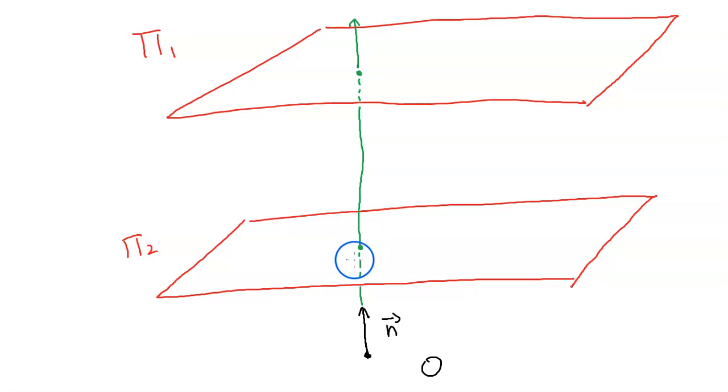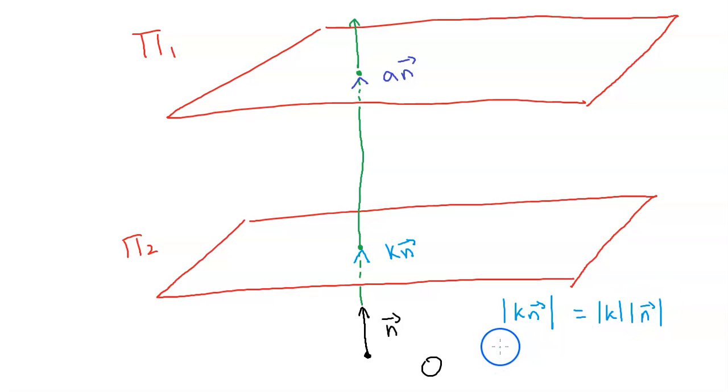So let's suppose we hit the first plane at k times n, or we hit the second plane at k times n, doesn't really matter. And then let's say we hit the other plane at, I don't know, a times n. Now clearly the length of kn, which is equal to the modulus of k, where k is a real number, times the length of the vector n. This is what we would say is the distance from the plane pi 2 to the origin.